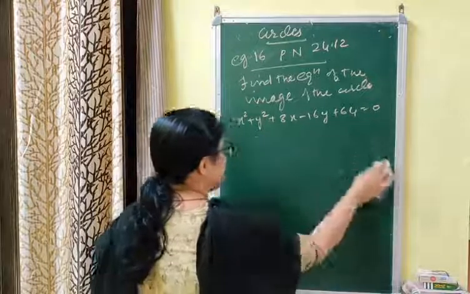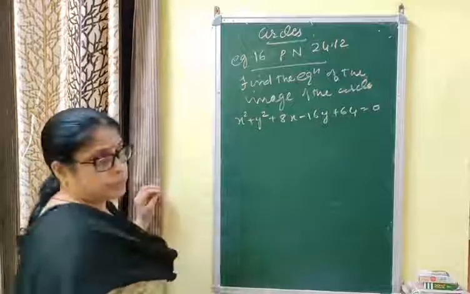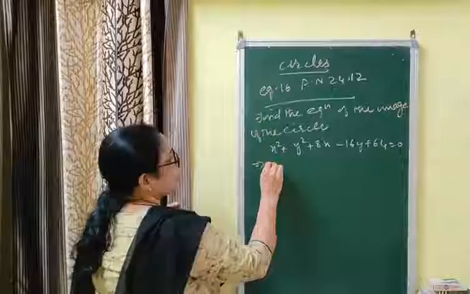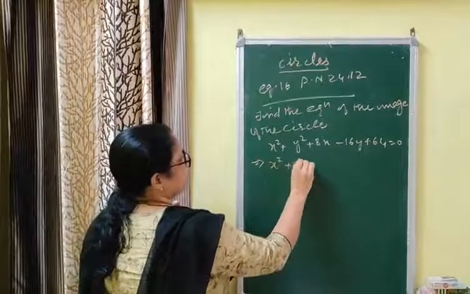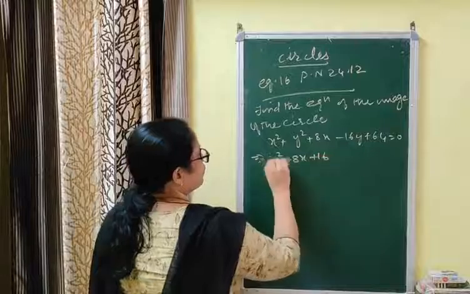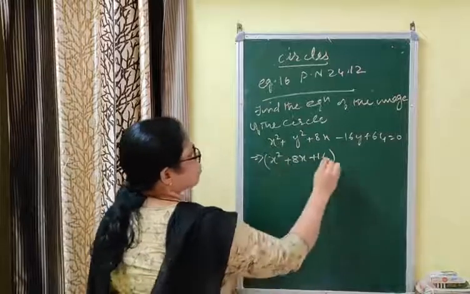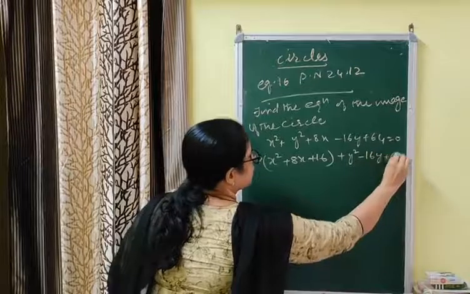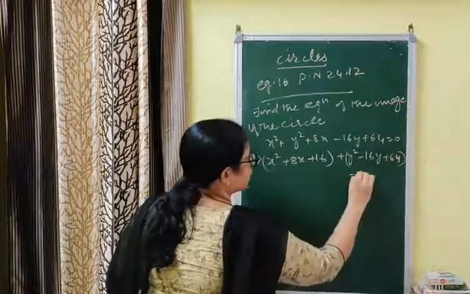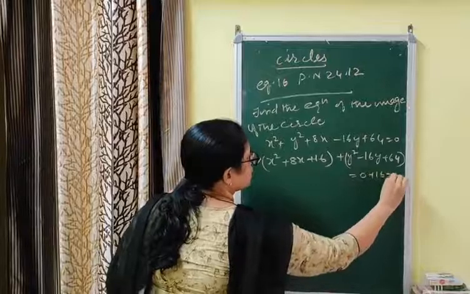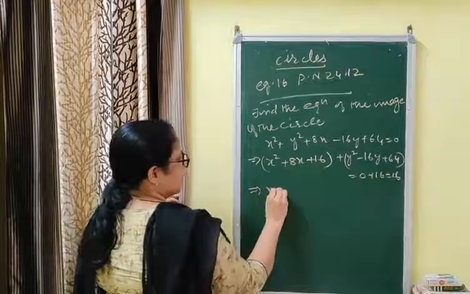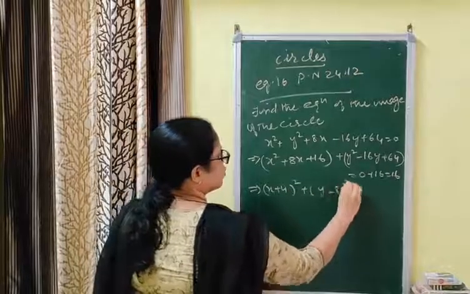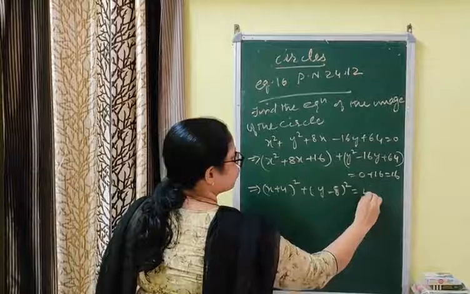For that, we have to find the center of the required circle. First of all, how can we find the center of this circle? x square plus 8x plus 16, we are adding 16 to make it a perfect square, plus y square minus 16y plus 64. Since we are adding 16 on the left side, we have to add 16 on the right side. That implies (x plus 4) whole square plus (y minus 8) whole square is equal to 4 square.